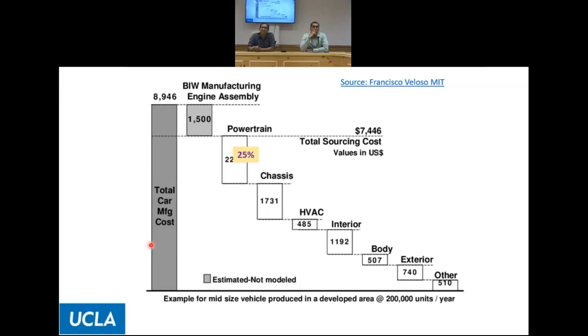The powertrain, which we are going to eliminate, accounts for about 25%, right in the middle of the screen there. The chassis, the HVAC system, the interior, the body, those are common. So let's say about 25% of the value of the car is lost.